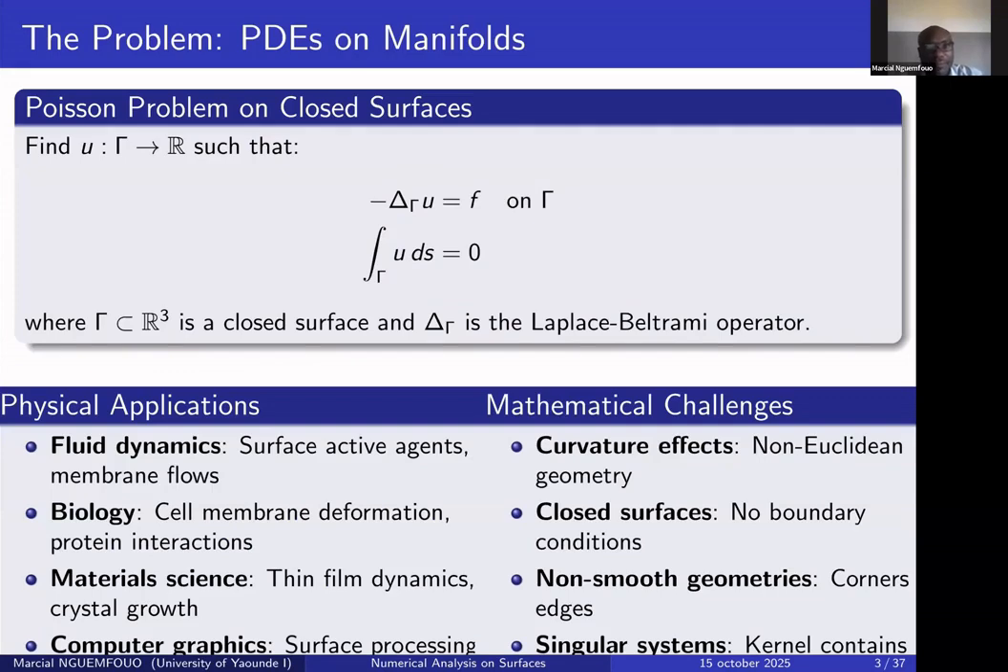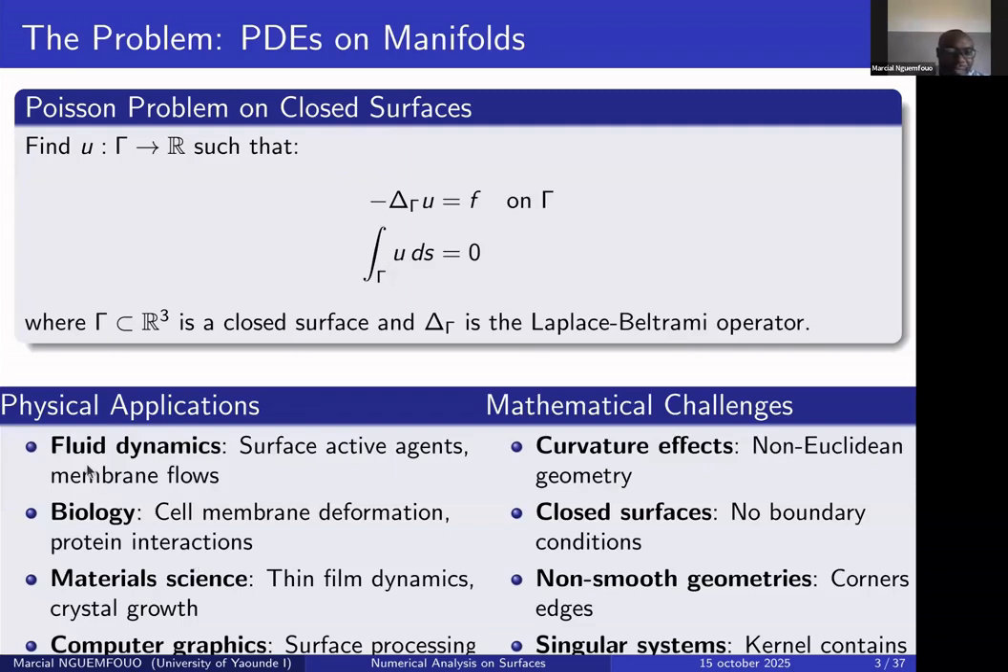The Poisson problem is defined like this, where here we have the Laplacian. This Gamma is a surface, a manifold, because a two-dimensional manifold is called a surface. Our surface doesn't have a boundary. That is why we need this compatibility condition to ensure that our problem exists and the solution is unique.